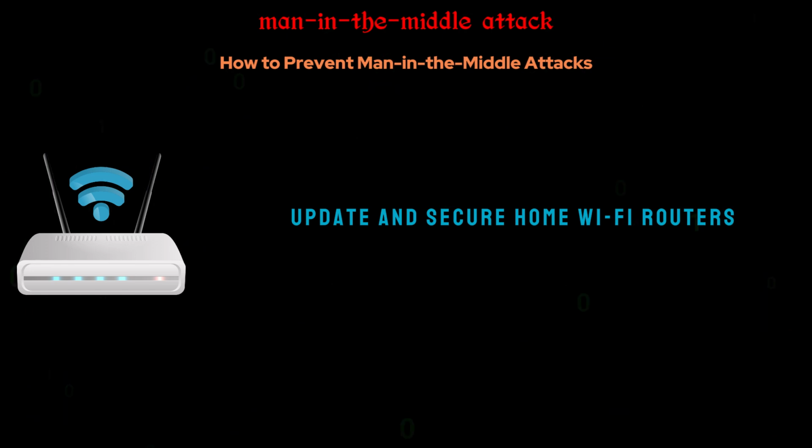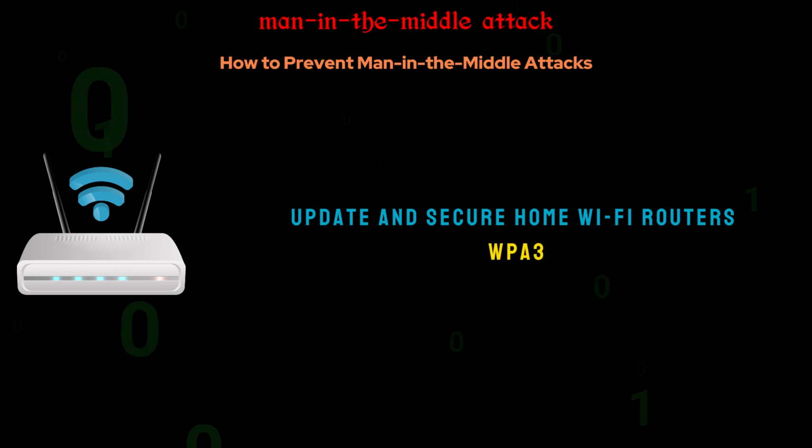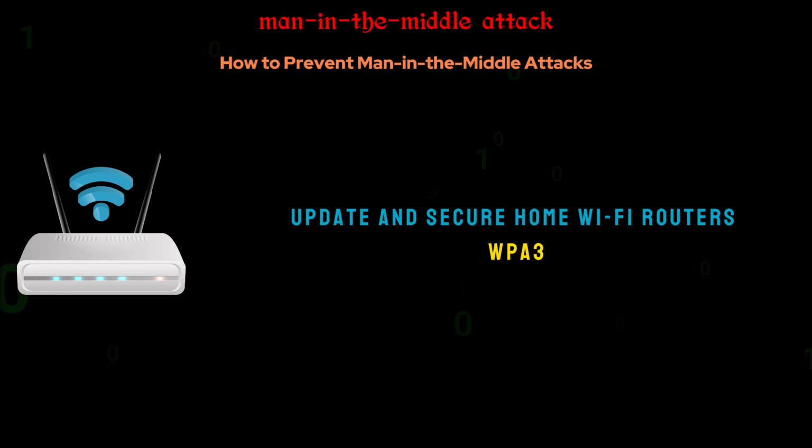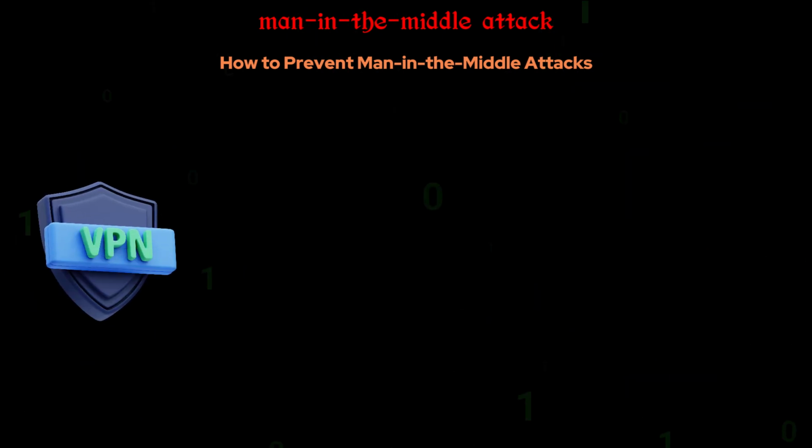Also, make sure that the router's security settings are set to the strongest, which according to the Wi-Fi Alliance, is currently WPA3. Use a virtual private network when connecting to the Internet. VPNs encrypt the data traveling between the devices and the VPN server. Encrypted traffic is harder to modify.